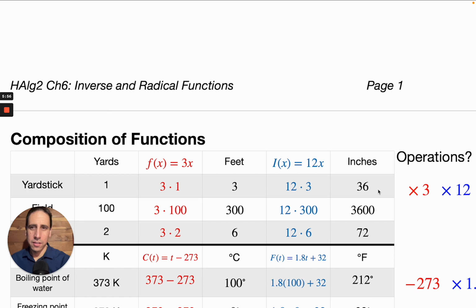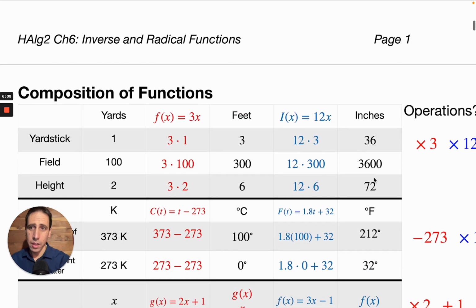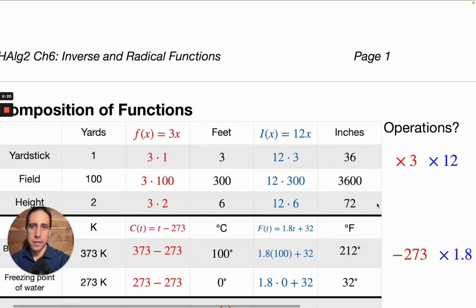I get 36. You can see I could do that again with a field. A football field is 100 yards. Multiply that by 3, you get 300 feet. And multiply that by 12, you get 3,600 inches. Let's say one person, kind of a tall guy, is 2 yards tall. 2 yards translated into inches. Well, first you have to multiply by 3, and then you have to multiply by 12, and you get 72.